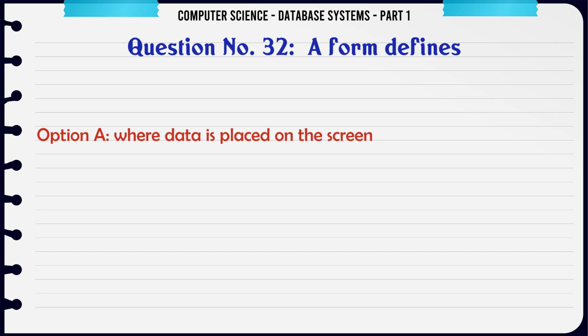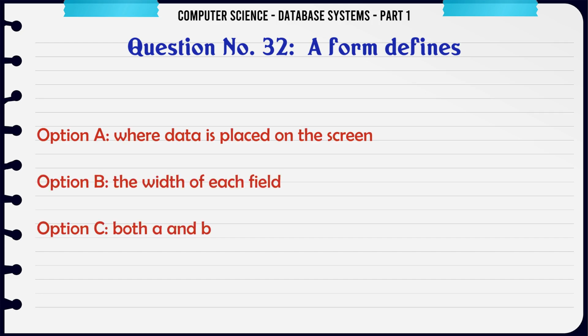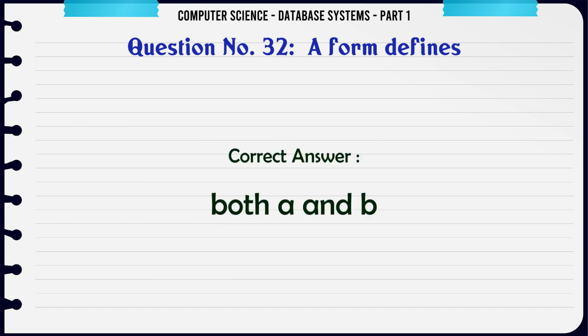A form defines A, where data is placed on the screen. B, the width of each field. C, both A and B. D, all of the above. The correct answer is both A and B.